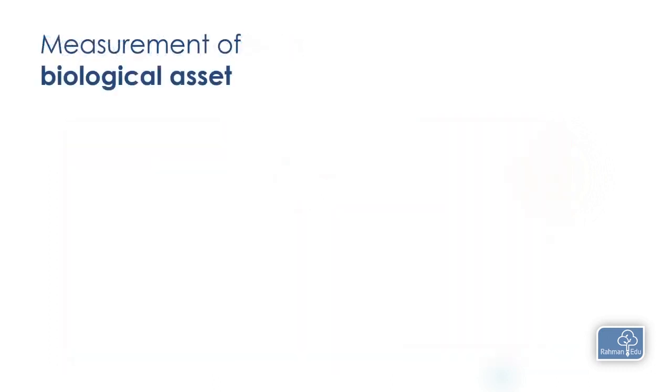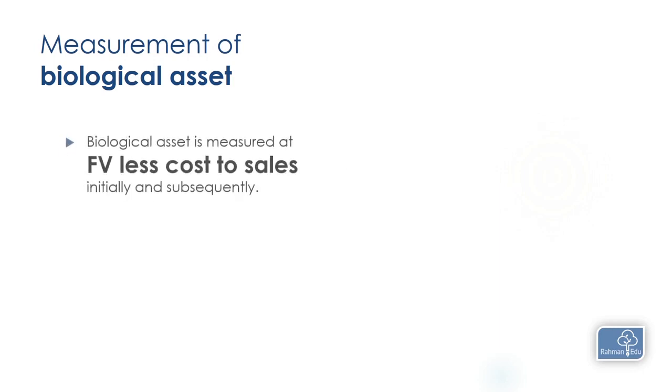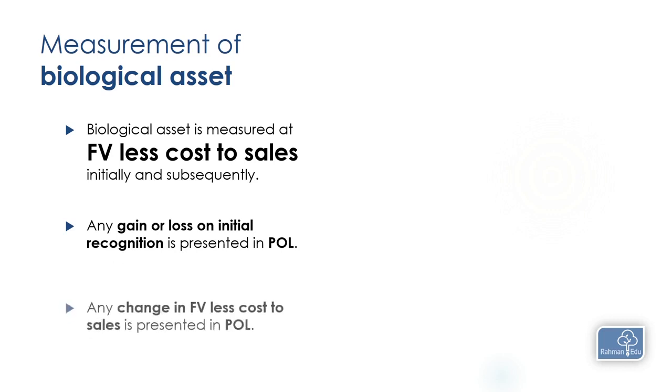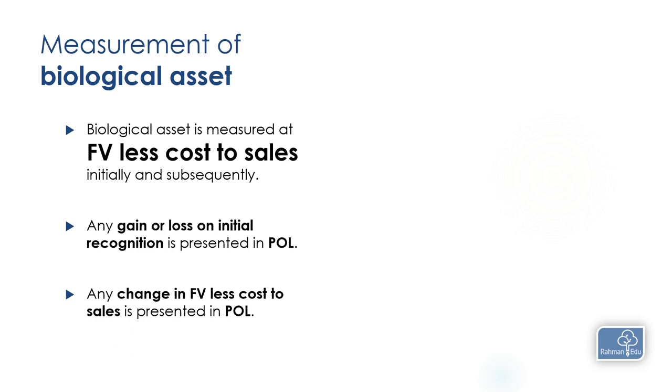Now let's talk about how to measure biological assets. Biological assets are measured at fair value less cost to sell. Means you need to obtain the market price, that is fair value. Go to the market and check the price. And also, if you want to sell this biological asset, maybe there is some transportation cost. You need to take the asset to the market, and also you need to pay some commission. Deduct those carriage outward and commission from the market price, and you get fair value less cost to sell. Any gain or loss on initial recognition is presented in profit or loss. Similarly, any gain or loss from changes in fair value less cost to sell subsequently will be presented in profit or loss.